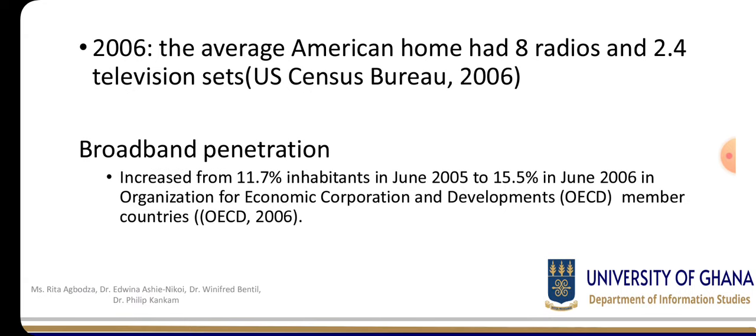Now let's look at broadband penetration. Broadband penetration increased from 11.7% of inhabitants in June 2005 to 15.5% in June 2006. So within one year, broadband penetration increased by about 4 points. The difference was about 4, from 11 to 15. When you convert it into percentage terms, if you have a calculator, you can put it in.